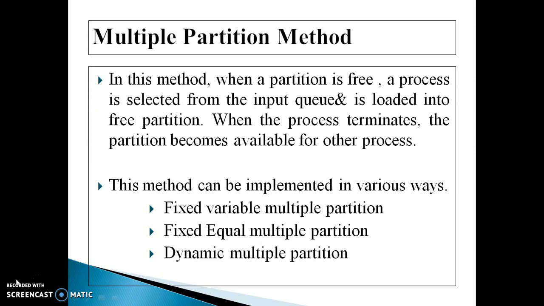The second allocation method is the multiple partition method. In this case, when a partition is free, a process is selected from the input queue and is loaded into the free partition. When the process terminates, the partition becomes available for other processes. This method can be implemented in various ways, such as fixed variable multiple partition, fixed equal multiple partition, and dynamic multiple partition.